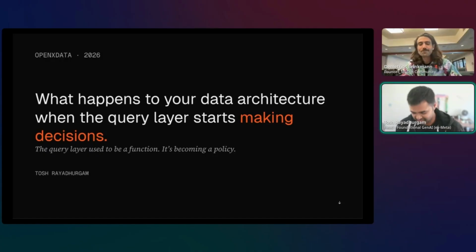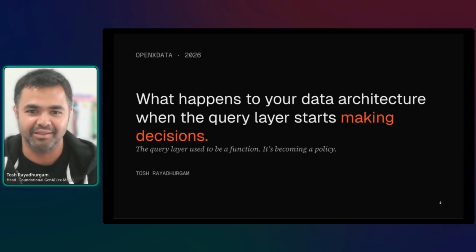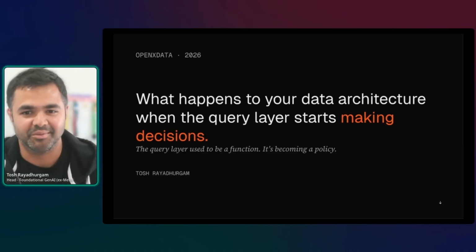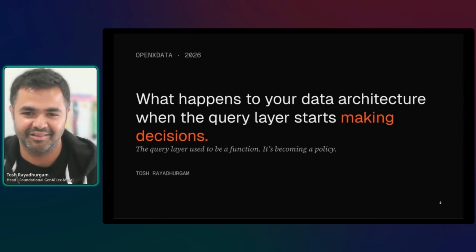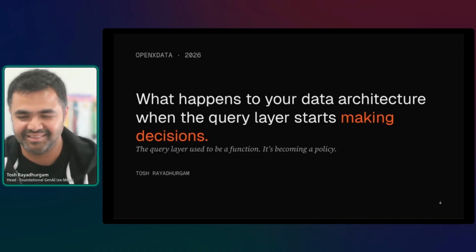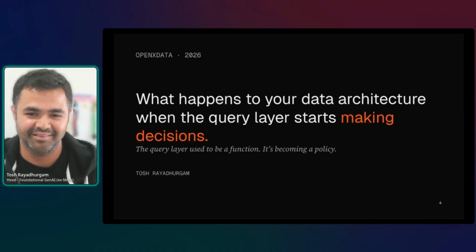Everyone. So before I start, it's a long title, right? What happens to your data architecture when a query layer starts making decisions? And I want to be honest about why I'm framing it this way. My initial thoughts were, okay, let me call this talk something like building agentic analytics or maybe future of semantic layer. And then I decided to scrap them both and go with this long title.